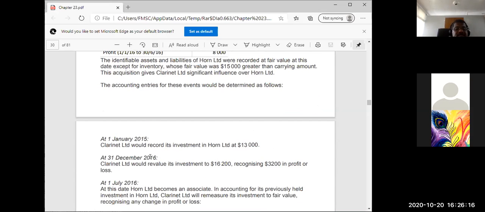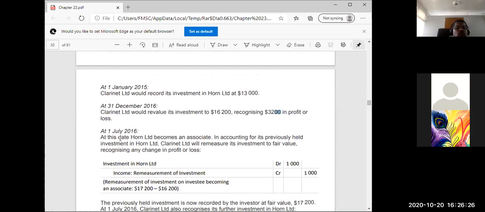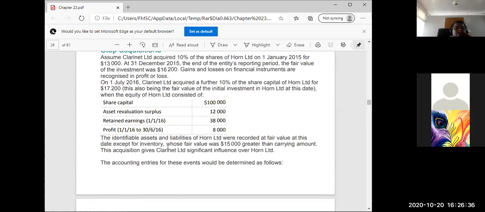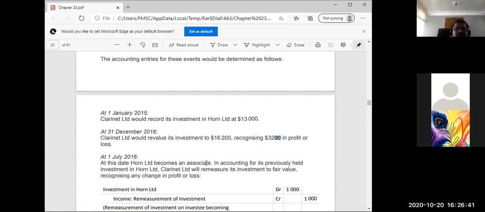But as at 31st December 2016, C Limited will record 16,200. The difference will be charged to the profit and loss, as I told you earlier. What would be the treatment at 1st July 2016 when C acquired another 10%? Because you acquired on this date, 1st July, you consider it as an associate. Becoming an associate, in accounting for its previously held investment, C Limited will remeasure its investment to the fair value.